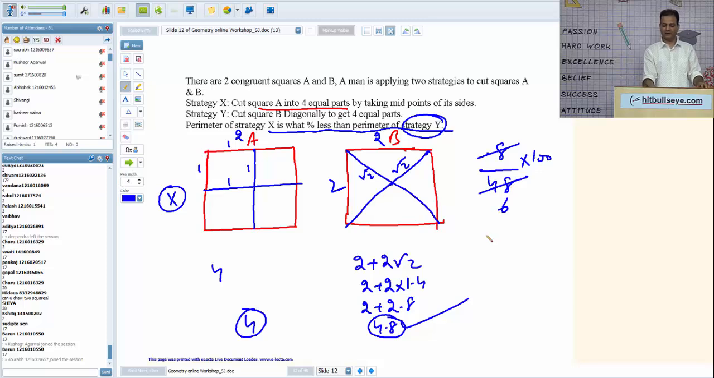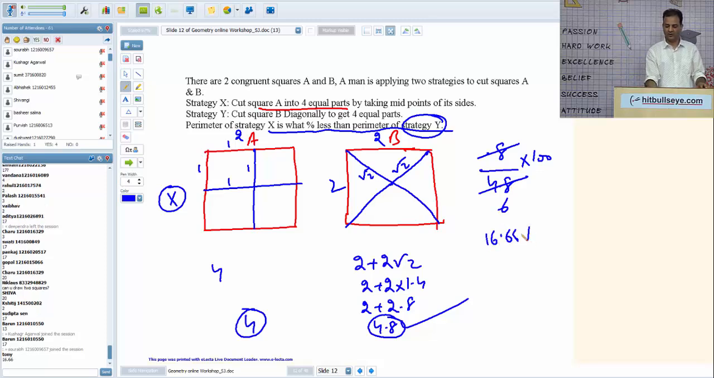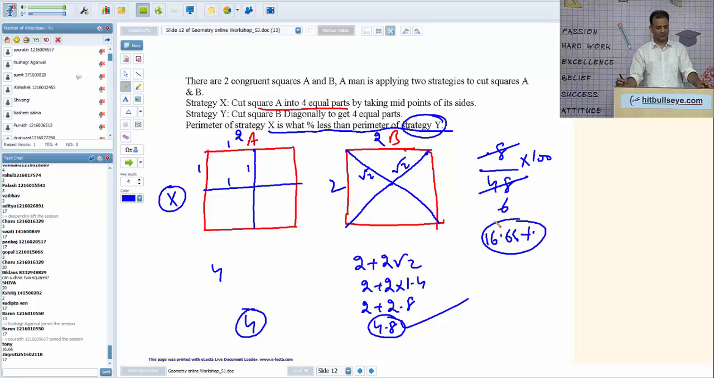And what is 1 by 6? Approximately it is 16.66, or you can say 17% approximately is the answer. Only 16.66, or you can say 17, because the choices given are 17, 13, 20.